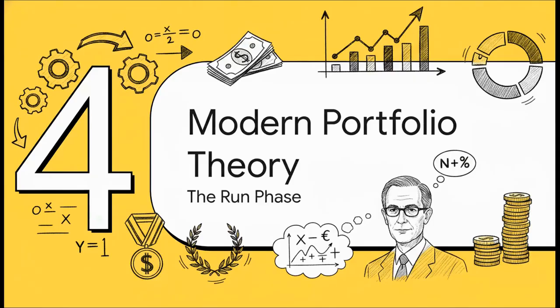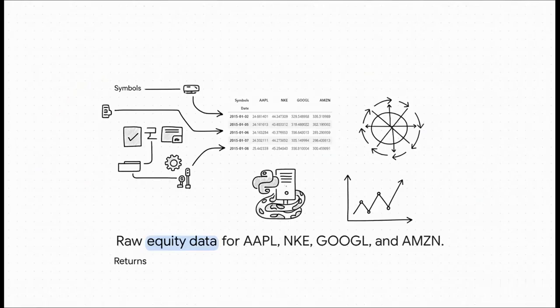Section 4. Modern portfolio theory, the run phase. Okay, you've tracked your spending, you visualized market volatility. Now we finally graduate to the run phase. Modern portfolio theory. Developed by Nobel laureate Harry Markowitz, the core idea here is that an investment's risk shouldn't just be viewed in isolation, but by how it impacts your entire portfolio.